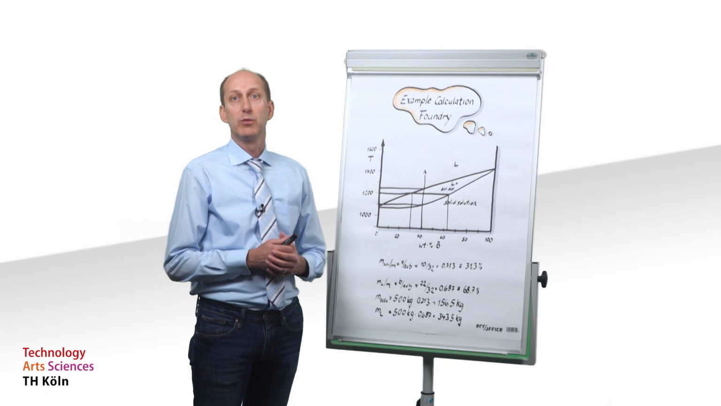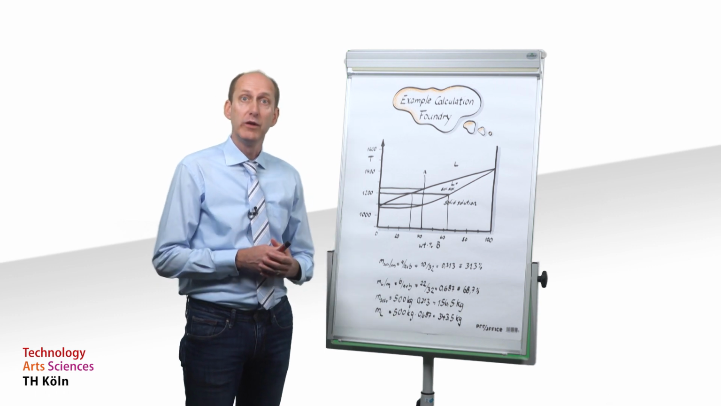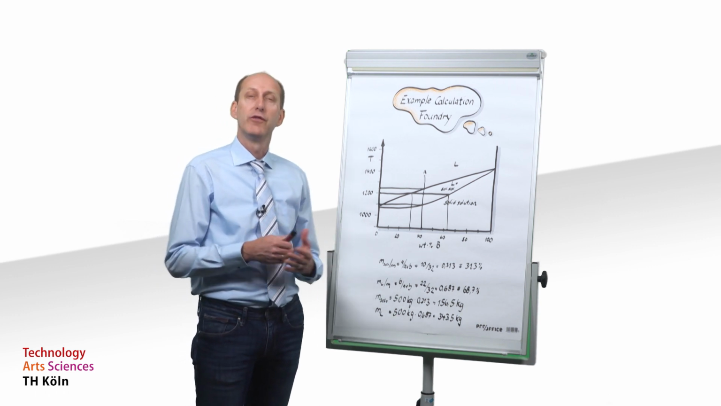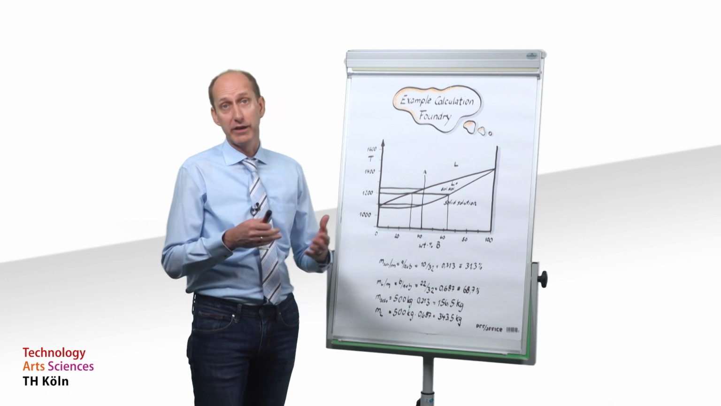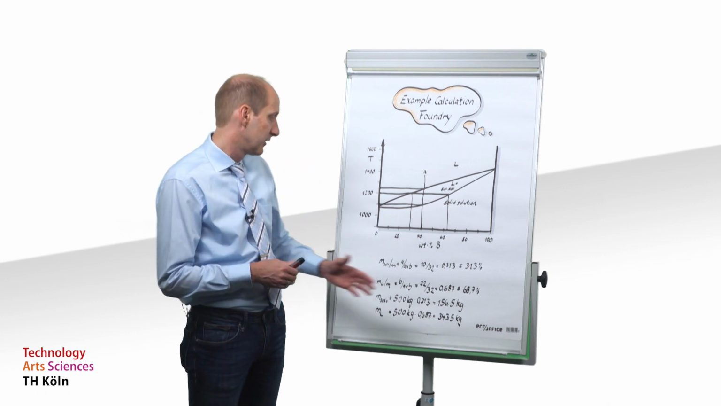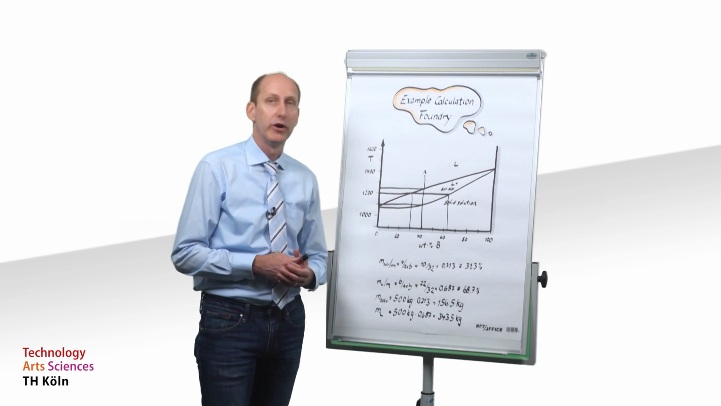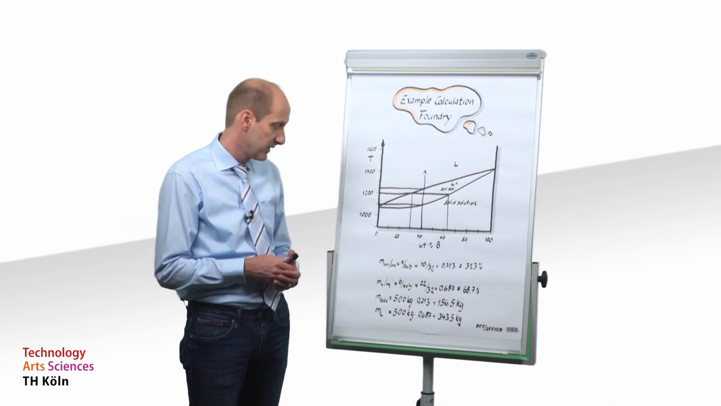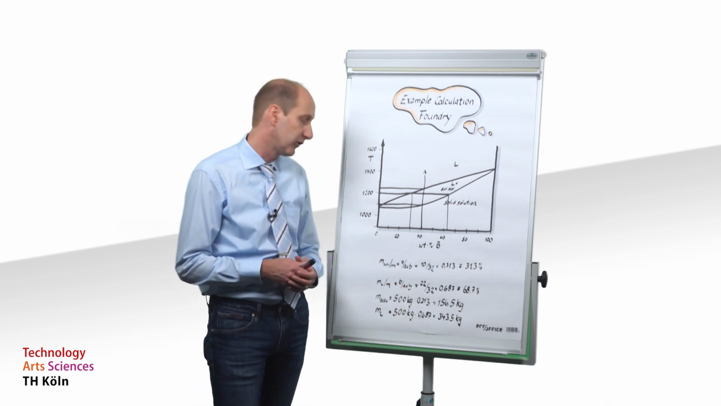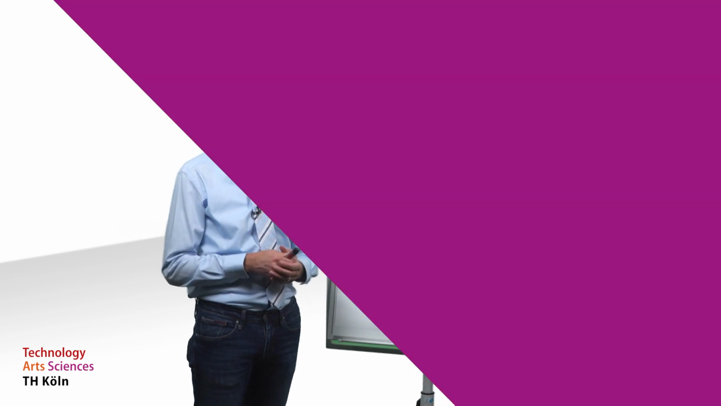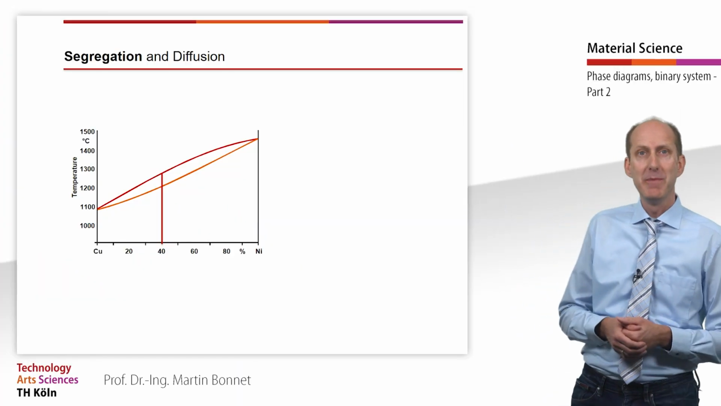Based on the input quantity of 500 kilogram, we find that for an alloy of 40% B at 1200 degrees Celsius, there is 156.5 kilogram solid solution and 343.5 kilogram of melt.